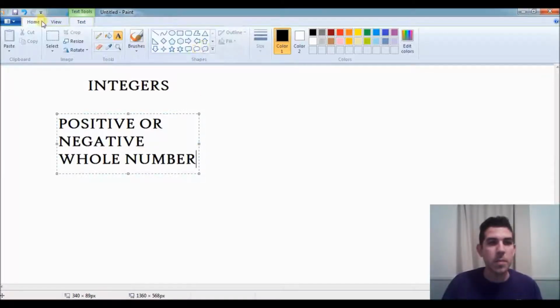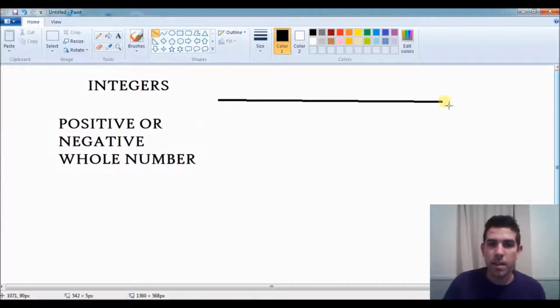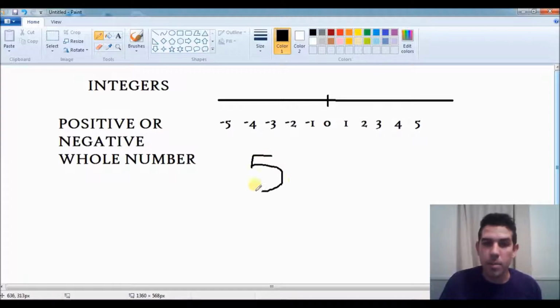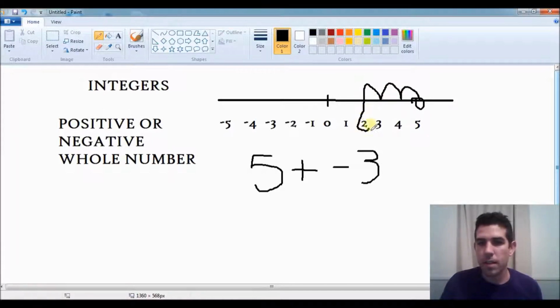So these are most commonly seen on the number line. Everyone hopefully has seen a number line before. If you're going to work with integers, we're going to be adding them. You can make a number line and hop along it. So say 5 plus negative 3, you could start at 5 and hop backwards 3. 1, 2, 3. And you would land at the answer 2.